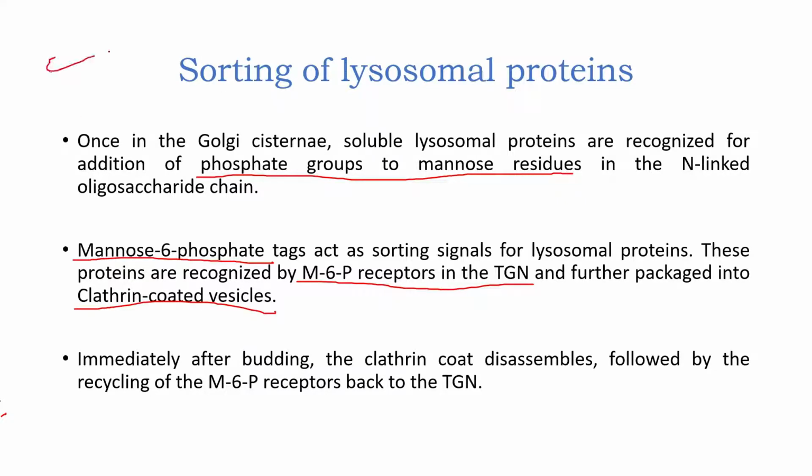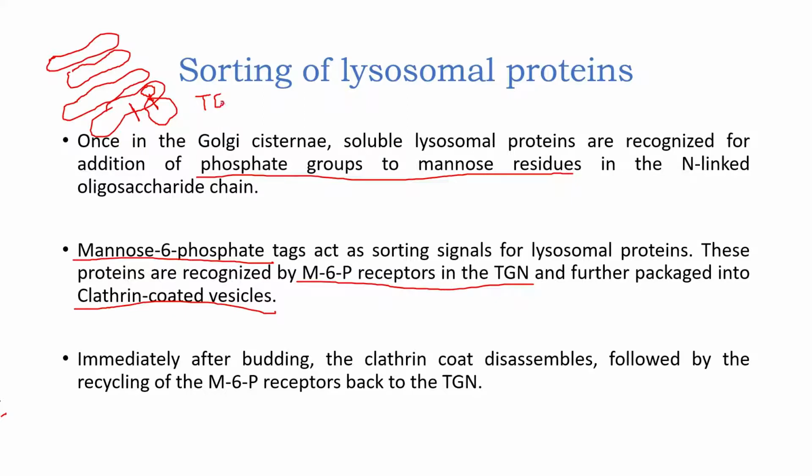So here you can have a look. This is the medial Golgi, wherein the mannose 6-phosphate tag is attached to the soluble lysosomal proteins. Towards the trans-Golgi network, you have receptors for mannose 6-phosphate tags, which are called mannose 6-phosphate receptors. Now these receptors will recognize the mannose 6-phosphate tags on these proteins, and they will make these proteins be packaged into clathrin coated vesicles in the trans-Golgi network.